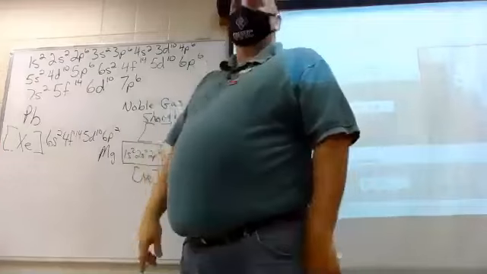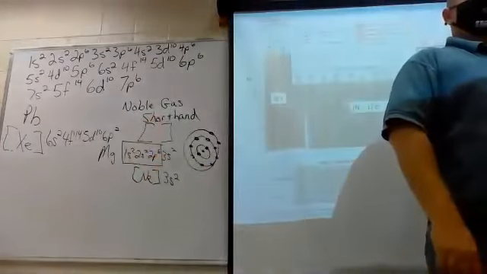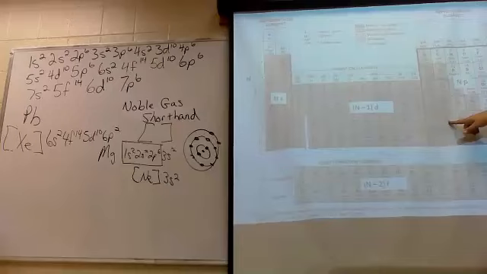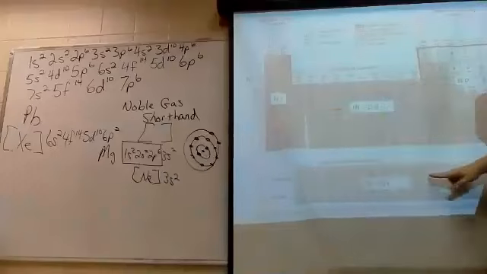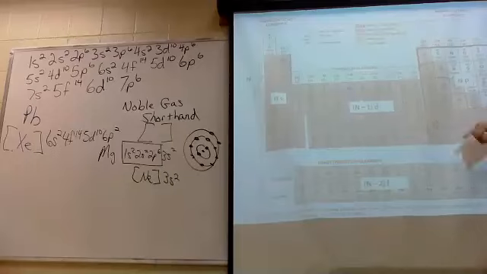This stuff's not that hard. I like this shorthand. You have 6p2 right here on the board. Okay, gotcha. 6s2 to go here, 4f14, 5d10, 6p2. Is that what I wrote? Yes.